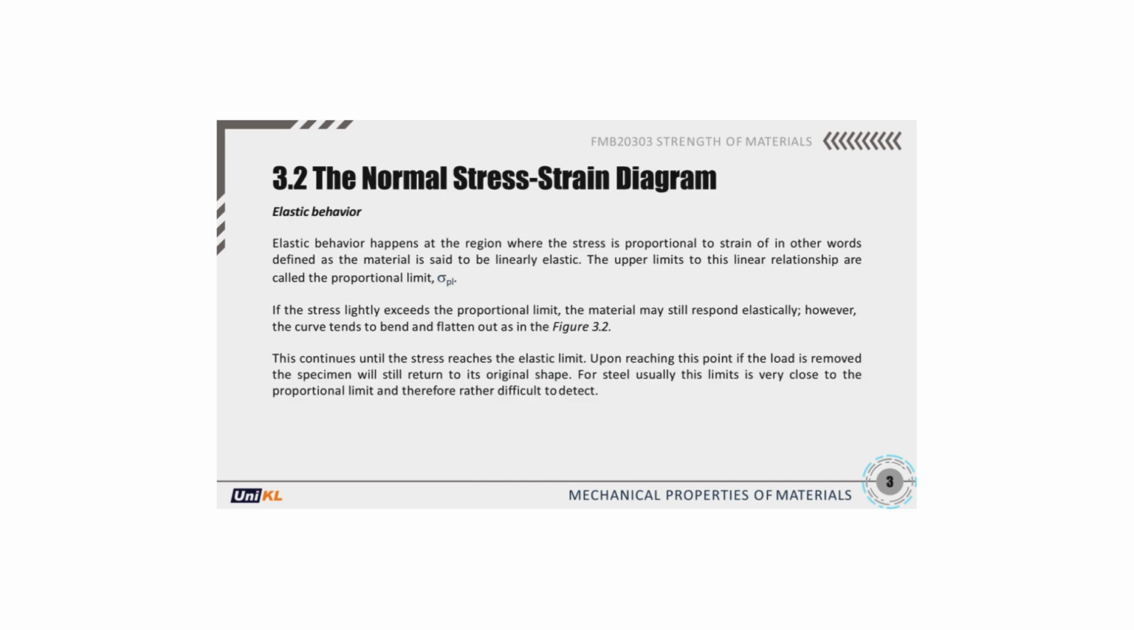In the elastic region, stress is proportional to strain, linear elasticity. The upper bound of linearity is the proportional limit, sigma_pl. Slightly beyond, the curve bends to the elastic limit. Unloading here still returns to the original shape.